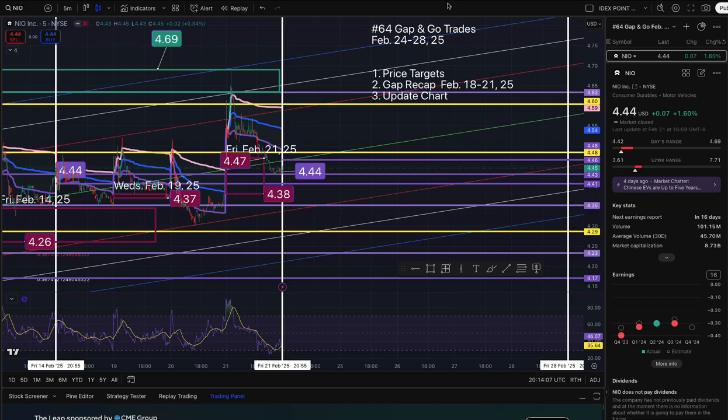Here is a look at your gap and go trades for the week of February 24th through the 28th. I will go over price targets on the 5-minute time frame, have a gap recap from February 18th through the 21st, and update the chart as well. Hi everyone, it's Dow on the Dow.